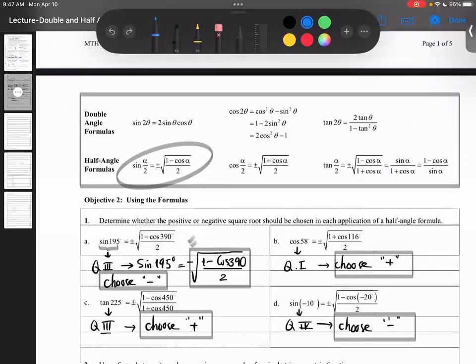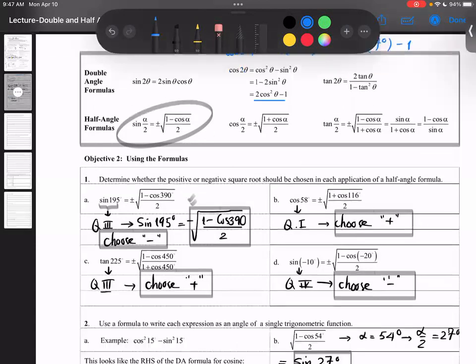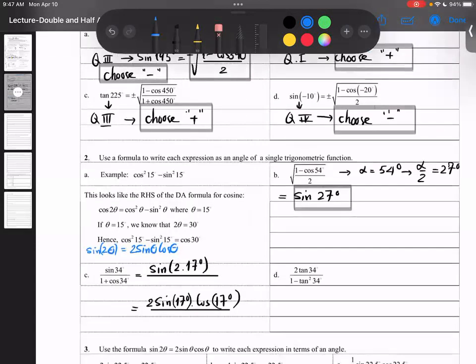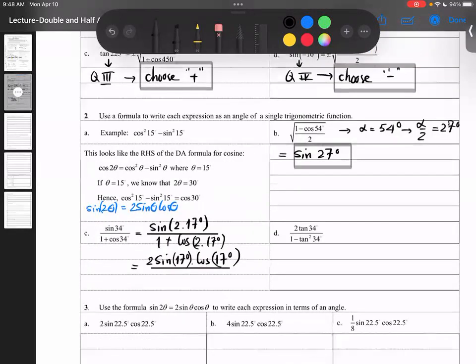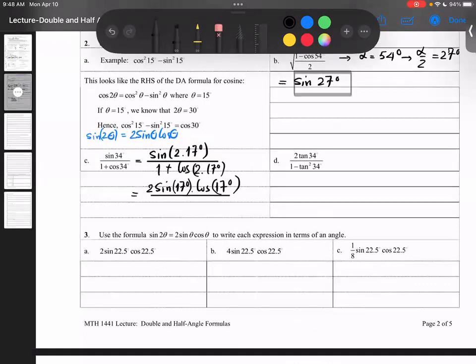Cosine of 34 degrees, I can rewrite it using the third one. So that becomes 2 cosine of theta, where theta here is 17, minus 1. So far, so good. I'm going to bring that down. So 1 plus cosine of 2 times 17 degrees. I'm just rewriting that. 1 plus cosine of 2 times 17 degrees is 2 cosine squared 17 minus 1. Now I need to cancel that.